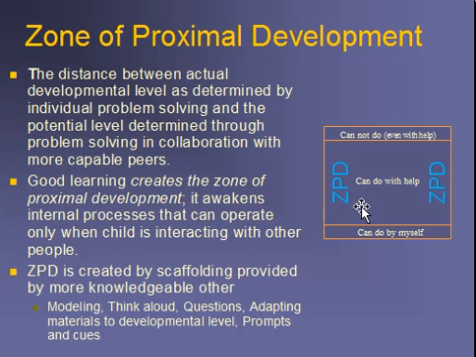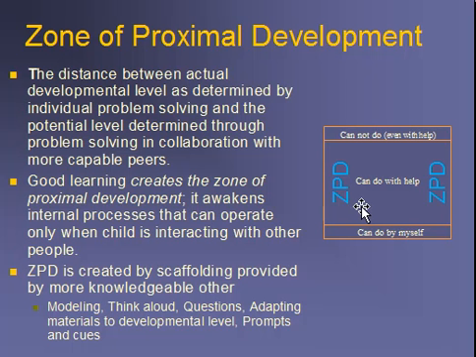And according to Vygotsky, good learning creates the zone of proximal development. It awakens internal processes that can operate when the child is interacting with others. And this happens by a process he referred to as scaffolding. So if you think of scaffolding in a building context, it's what goes up around the building as the structure is created, and then once it can stand on its own, the scaffolding is taken away.